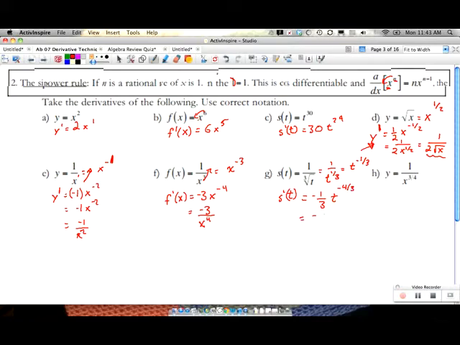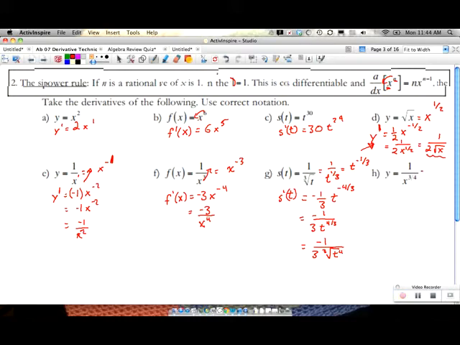If I were to simplify more, this negative power brings it down to the bottom, so we'd have negative 1 over 3t to the 4/3. And this t to the 4/3, if I were to simplify that, it'd be negative 1 over 3 times the 3rd root of t to the 4th. Was that necessary? Not really. You don't have to simplify, but you can.